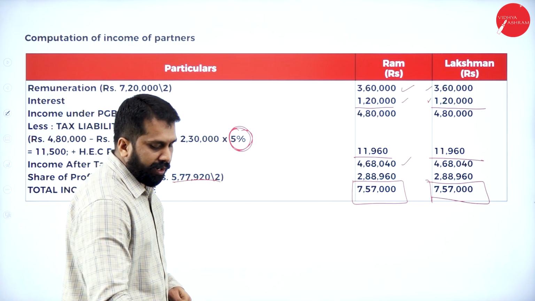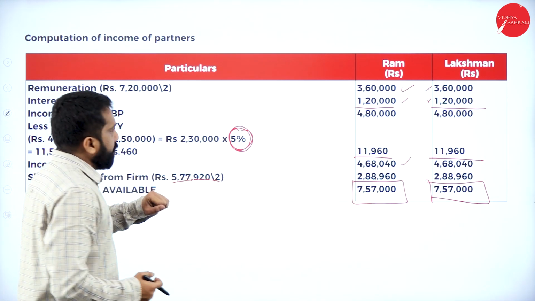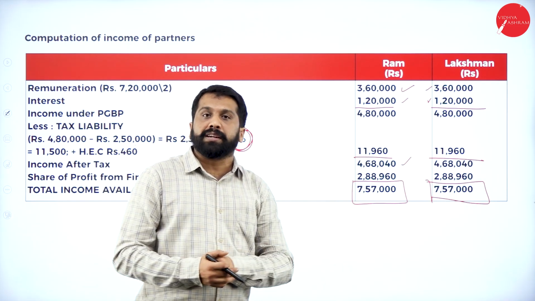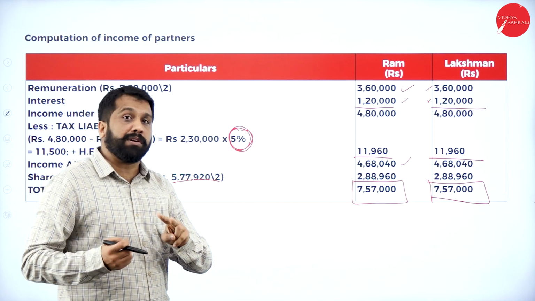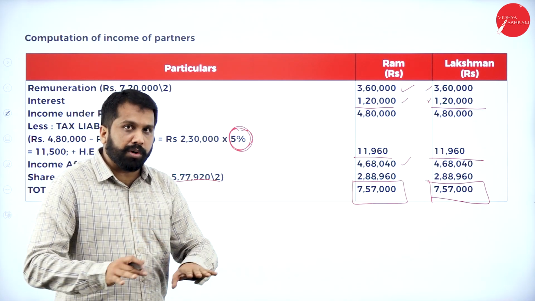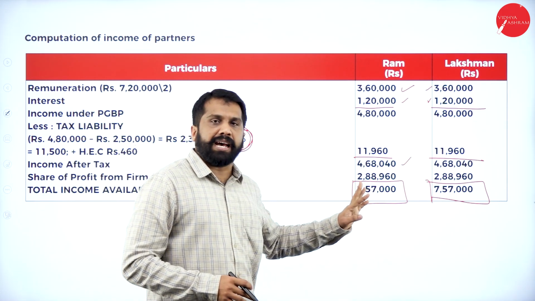Now, in this what happened? Your amount is less than 4,80,000. If you are an individual partner, what you can do? There are two things. If you want to take rebate, you can take. If you don't want rebate, you can skip. No rebate, this will be calculation.